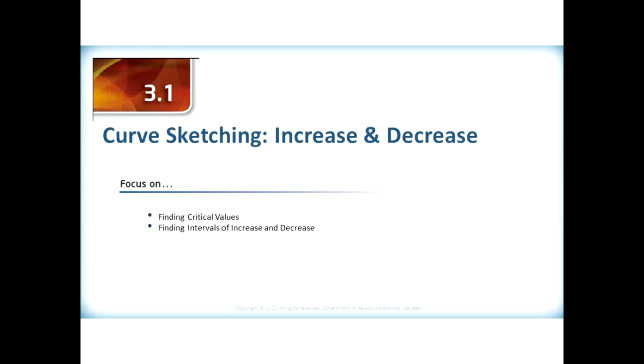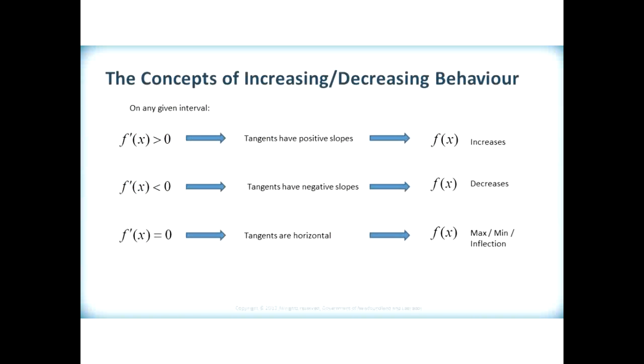So we're going to talk about something called critical values. Critical values are important stuff. Critical values are places on a graph where we change from increasing to decreasing. That's basically what that is. And we're going to find intervals of increase and decrease based on what we see from our critical values. Okay, so let's get started.